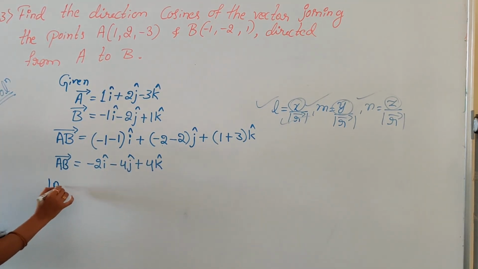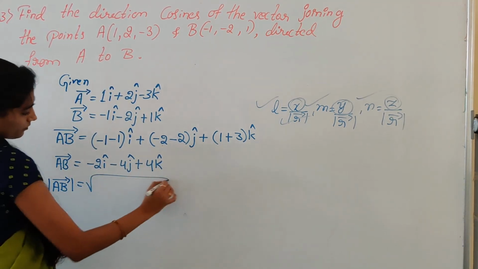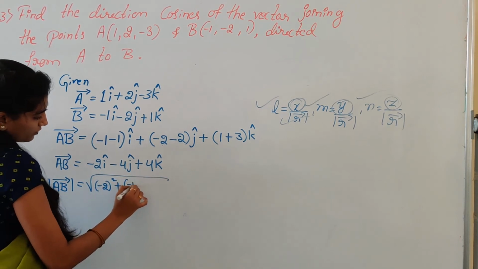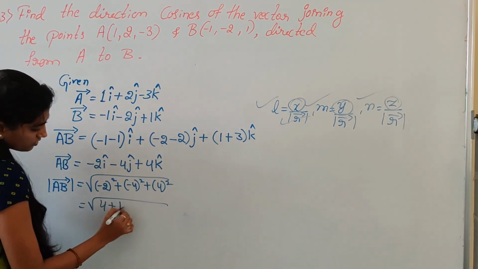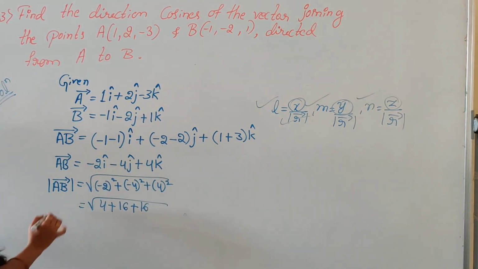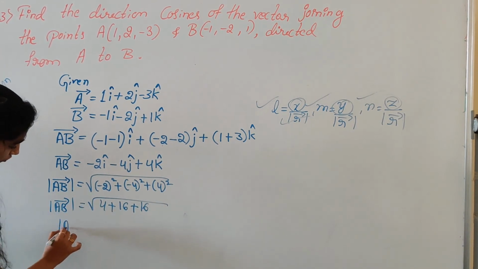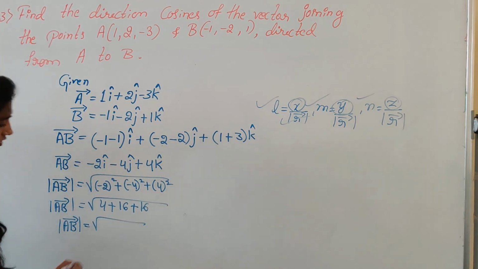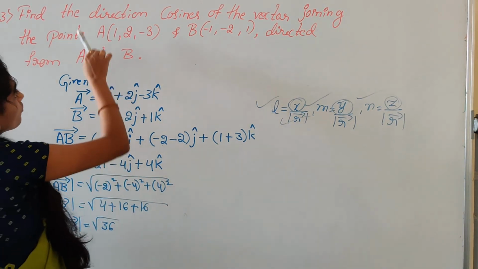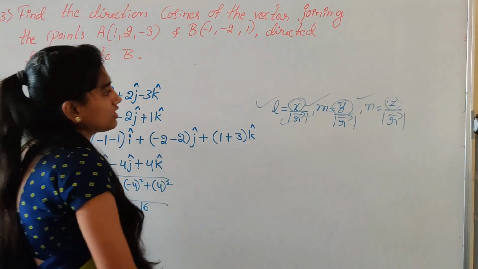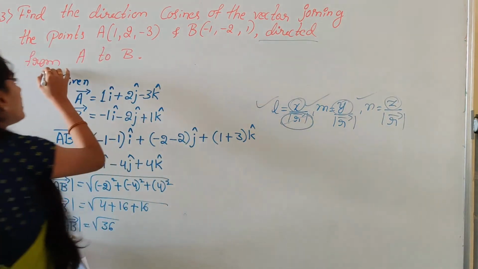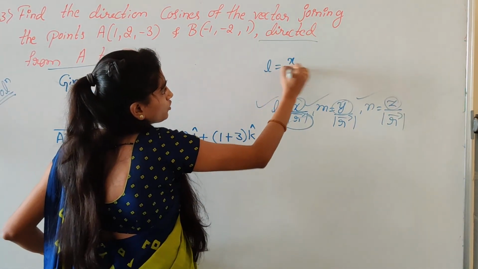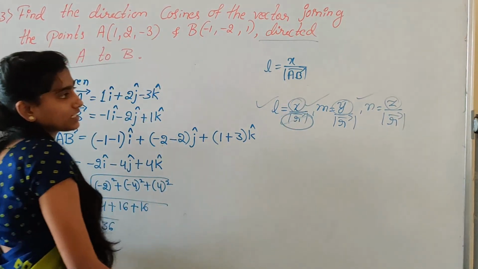Now find out the magnitude of vector AB. Minus 2 whole square plus minus 4 whole square plus 4 square. 4 plus 16 plus 16. So magnitude of vector AB is equal to square root of 36. Right. So here now find the direction cosines of the vector joining the points A and B. So here we know the value of magnitude of AB, because here the points are directed from A to B, right? So here L is equal to x divided by magnitude of vector AB.